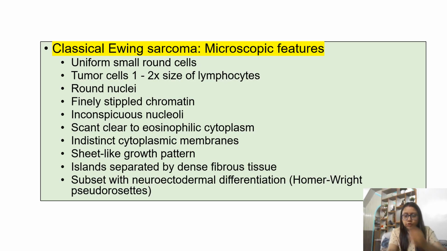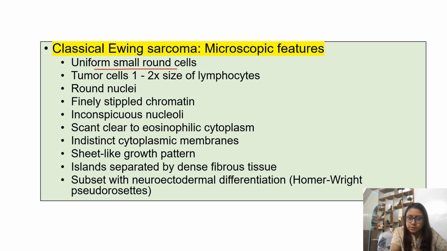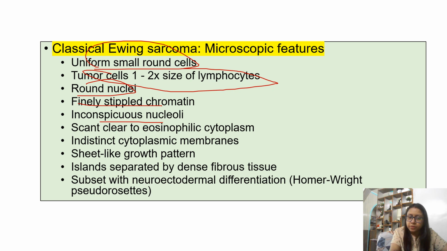So for classical Ewing sarcoma, when you're asked to describe the microscopic features, what you will see is that these cells of Ewing sarcoma are uniform small round cells. They are tumor cells 1 to 2 times the size of a lymphocyte. They have round nuclei, fine stippled chromatin, inconspicuous nucleoli, scant clear to eosinophilic cytoplasm with indistinct cytoplasmic membranes, in islands separated by dense fibrous tissue, and a subset with neuroectodermal differentiation, where you can see Homer Wright pseudorosettes. So these are microscopic features of classical Ewing sarcoma.